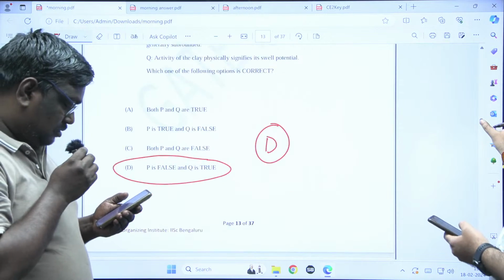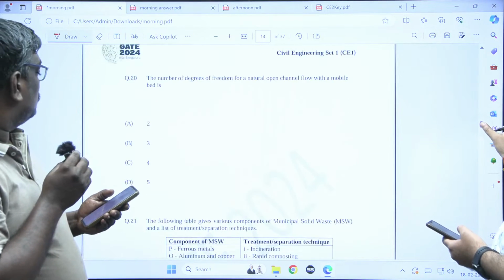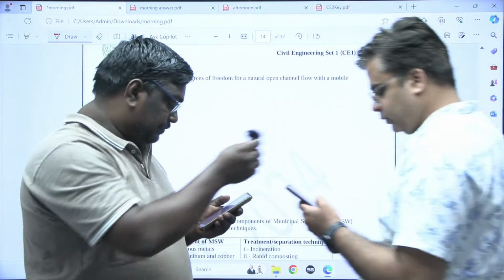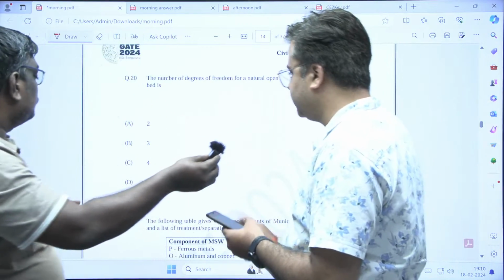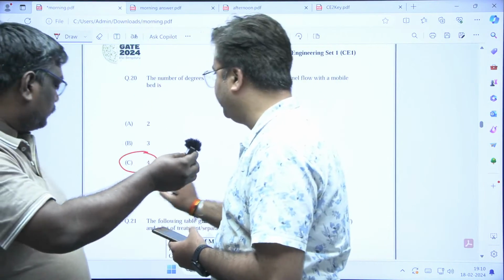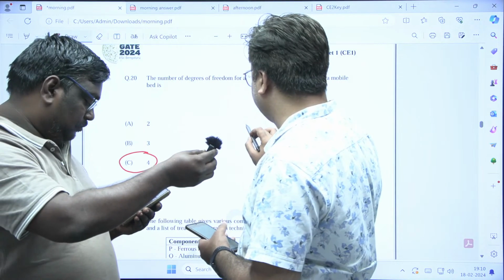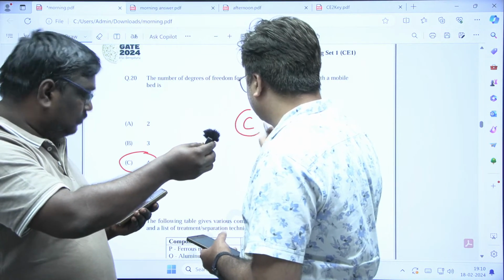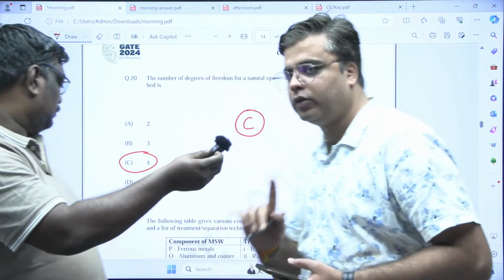Next is question number 20. For question number 20, option C is correct. Yesterday I told you that for a natural open channel, the degree of freedom is 4. So the correct answer is 4.